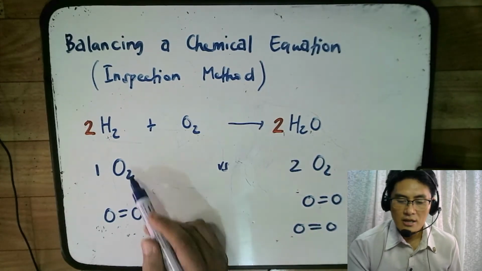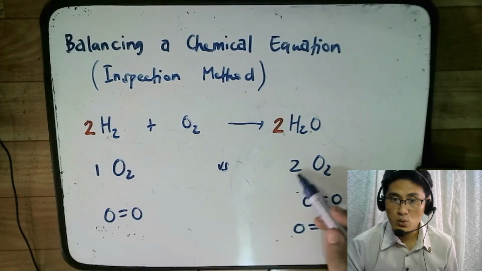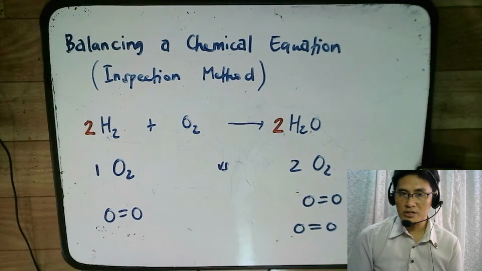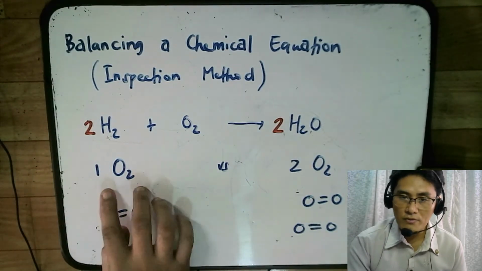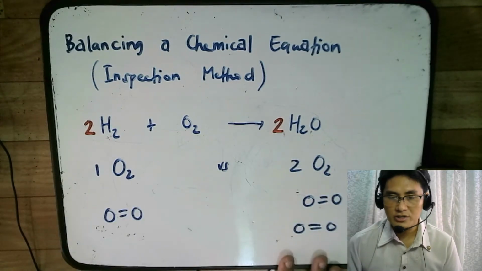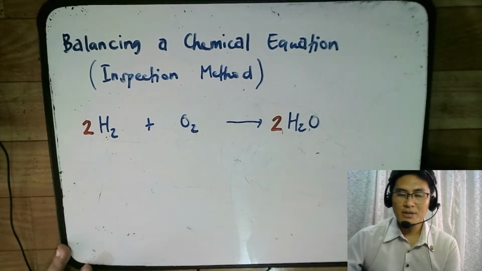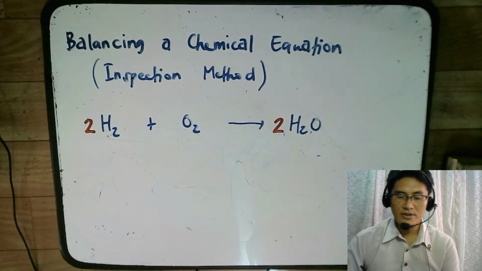The difference is this is 1 molecule of oxygen gas, but this is 2 molecules of oxygen gas. You see, you're not changing the composition. It's still oxygen gas, this is oxygen gas. You're just specifying the number of molecules. Here you have 1 molecule of oxygen gas, here you have 2 molecules of oxygen gas. So this is the reason why you can change the coefficient, but you can never change the subscript. Okay, so that's the idea.